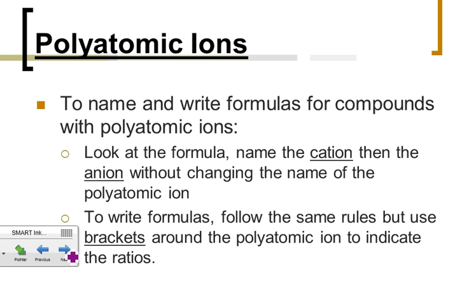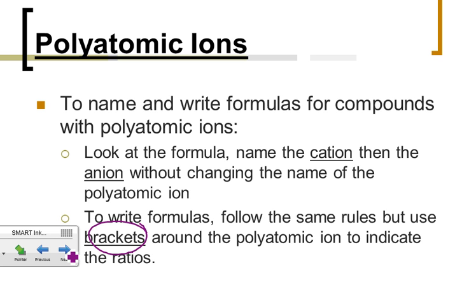To name and write formulas for compounds with a polyatomic ion, look at the formula, name the cation, then the anion. So the naming is really the same. Naming is pretty easy. It's a little bit more work given the name to make the actual chemical formula. To write formulas, follow the same rules, but in polyatomic, we need brackets.